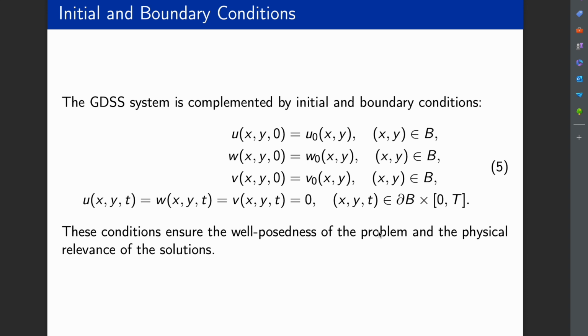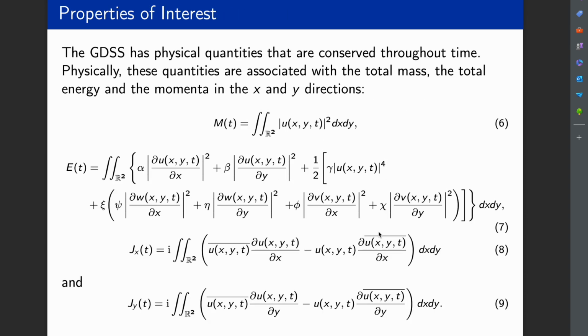As a system of equations, we need initial and boundary conditions in order to be able to solve the partial differential equation. This ensures the well-posedness of the problem and also the physical relevance of the solutions. There are three properties of interest. The first one is the mass, given by the density of probability, the energy, given by the Hamiltonian of the system, and the momenta in the x and y directions. These three properties are of importance, and we want to demonstrate the conservation of these quantities in our current work.